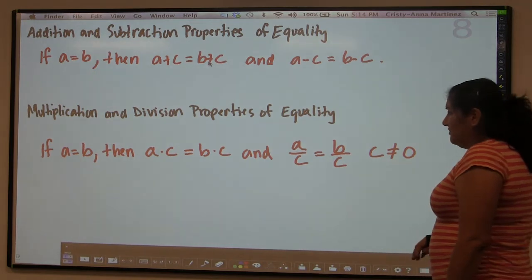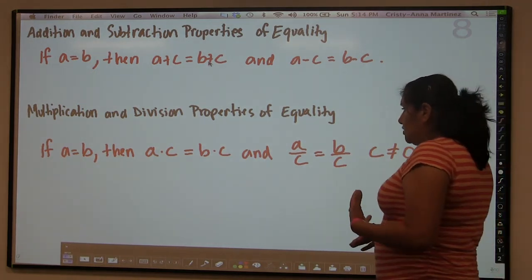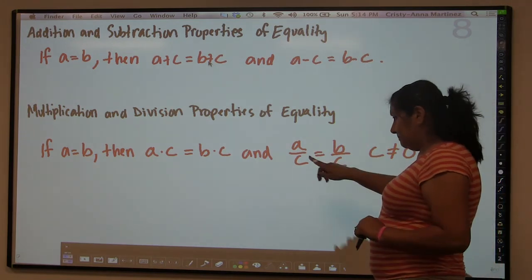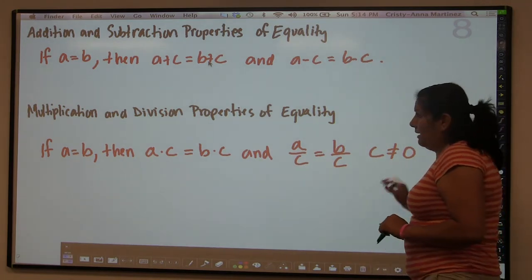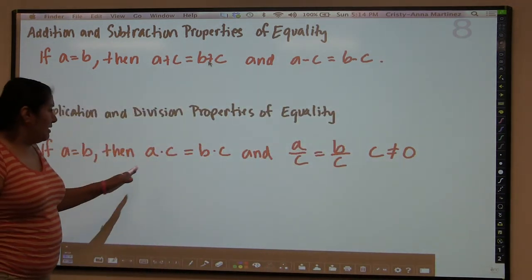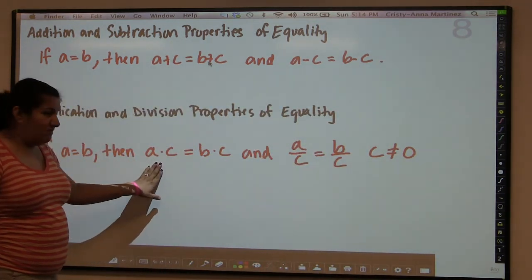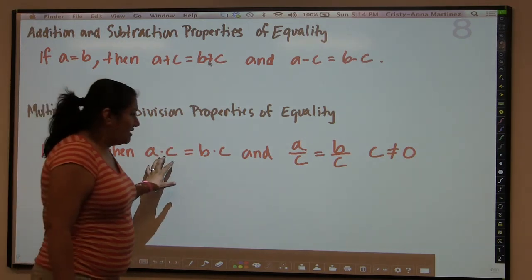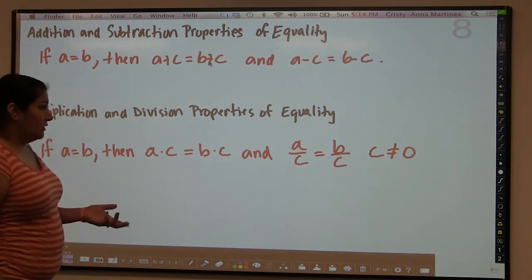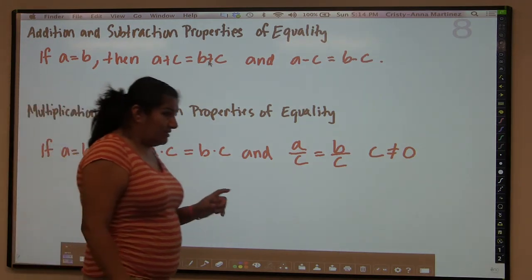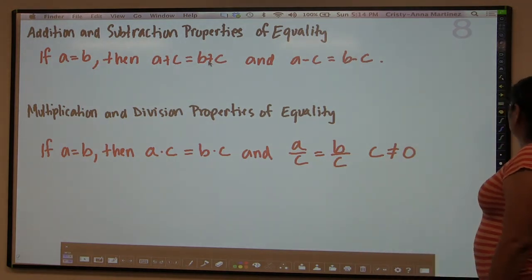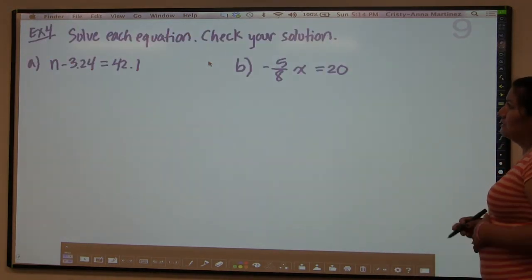And then with multiplication and division, same idea, just one extra stipulation. Because of division by 0, we assume that C cannot equal 0. But otherwise, if it's not 0, then if A equals B, multiplying both sides of an equation by the same C value still keeps it equivalent. Dividing both sides of the equation by the same C value also keeps the equations equivalent, provided that C does not equal 0. So you write those little guys down, and we are going to apply those properties here.